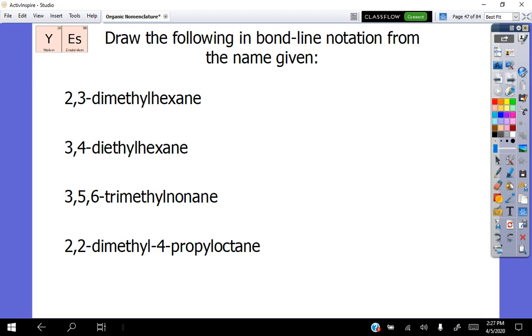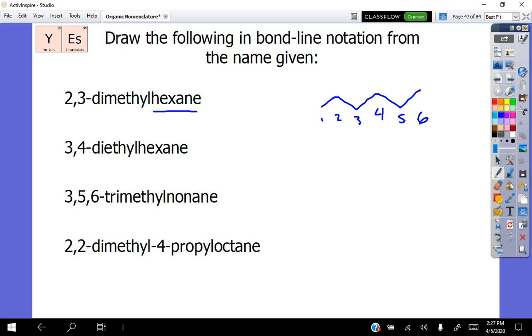All right, the last thing for today is to draw these things in bond line notation when you are given a name. So I always start with the parent first. So the parent is hexane. So I'm going to draw a 6-carbon chain. 1, 2, 3, 4, 5, 6.